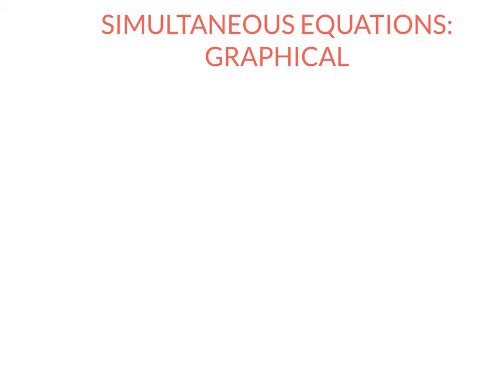Now, by the end of it, you should be able to solve simultaneous equations graphically. There are other ways to solve it algebraically. We'll look at them in subsequent lessons. So, what does it mean by simultaneous equation? Well, simultaneous means at the same time. So what we're going to do here, we're going to take two equations and solve them at the same time. We're going to find one solution that solves both equations at the same time.